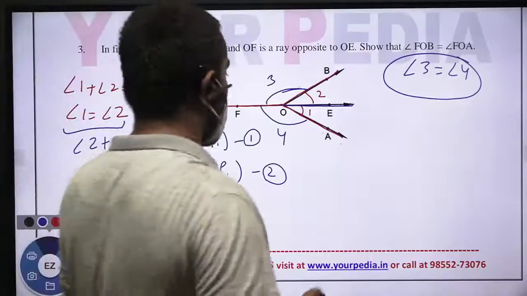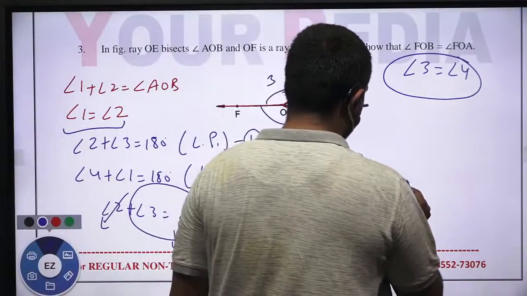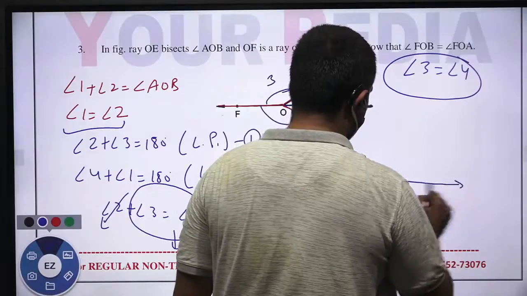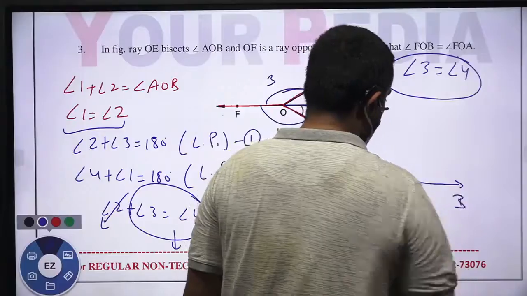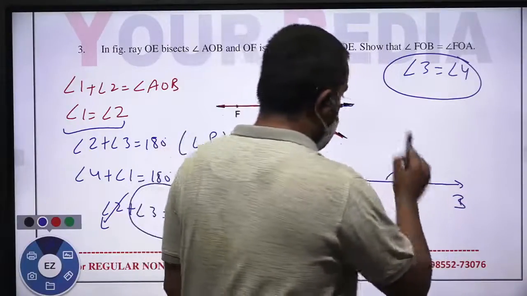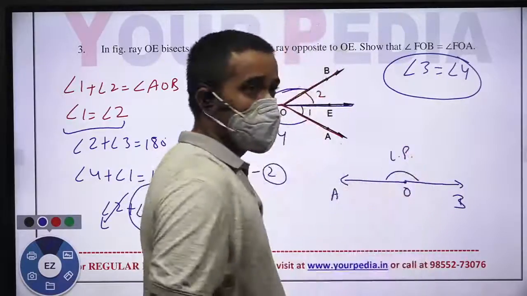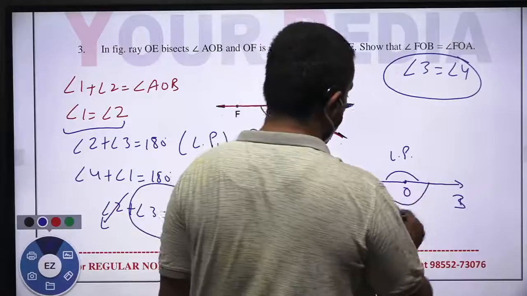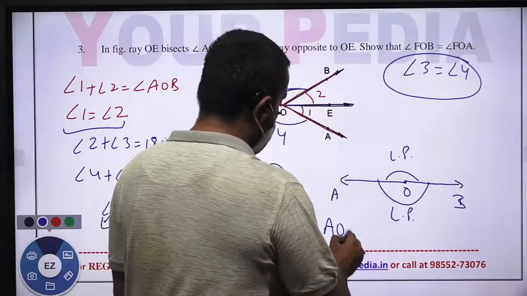Now friends, the next question arises: if there are two opposite rays from one common initial point, OA and OB, and if we prove that they form a linear pair, then AOB is a line.